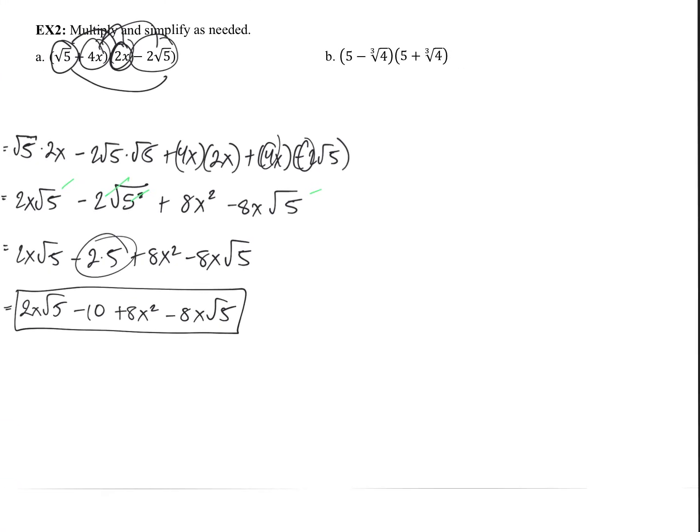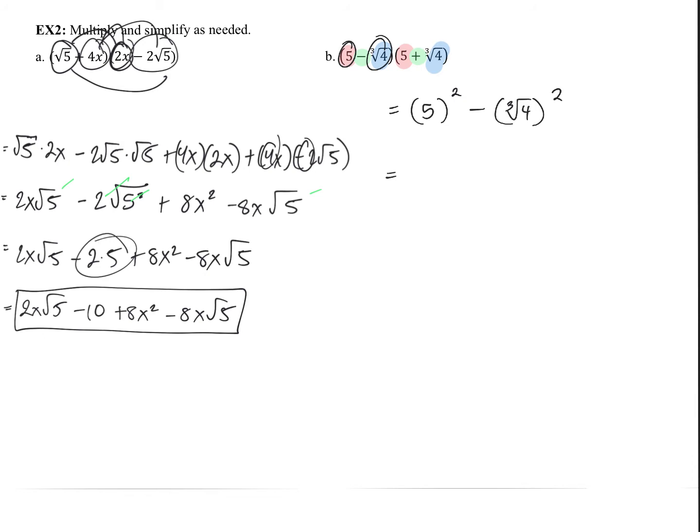Let's take a look at the next one, B. So we have two binomials, which means we need to FOIL. But before we do that, notice something. The first two terms are the same, and the last two terms are the same. The only difference is the inside sign. These guys are conjugates, which means when I FOIL them out, I'm going to end up with the first value squared minus the second one squared. So let's go ahead and do that shortcut. So the first one is 5, and the second one is the cube root of 4.